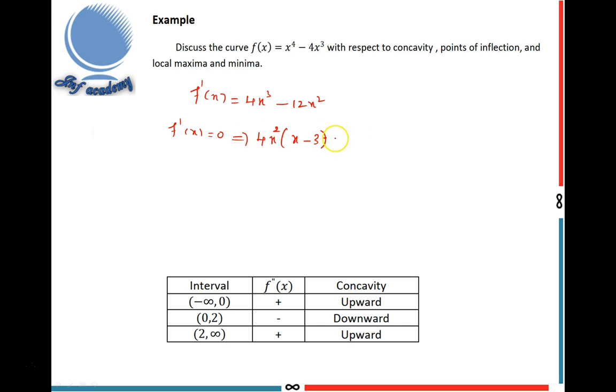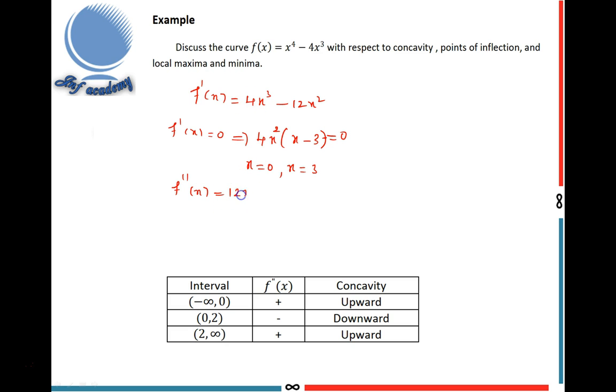So this is equal to 0. The points are x equal to 0 and x equal to 3. x equal to 0 and 3 are the critical points. Next, I find the second derivative, because here I check the second derivative test also. I find the local maxima and minima by using the second derivative test. So I find the second derivative.